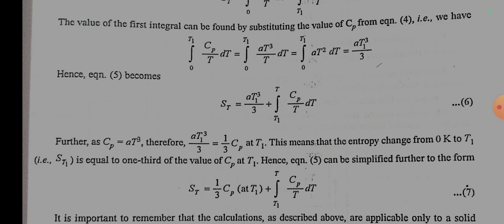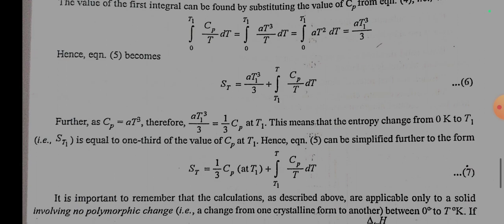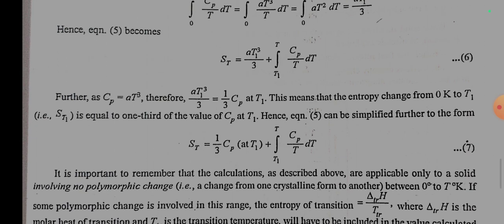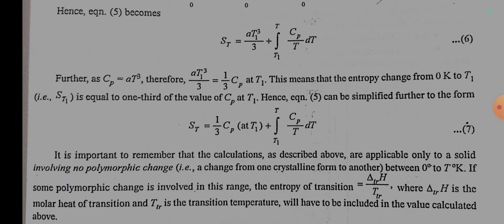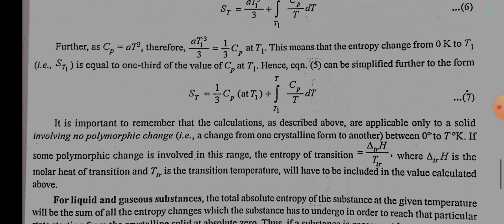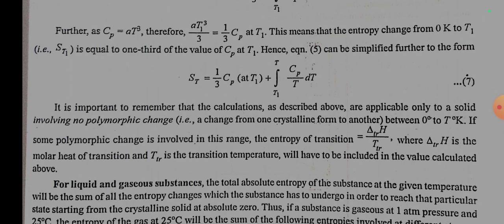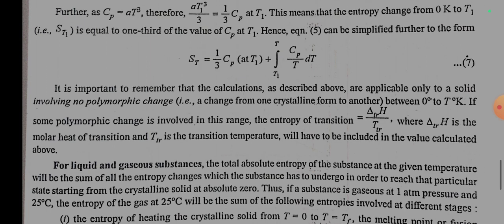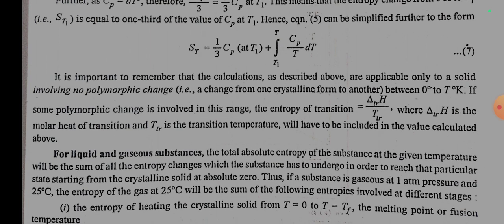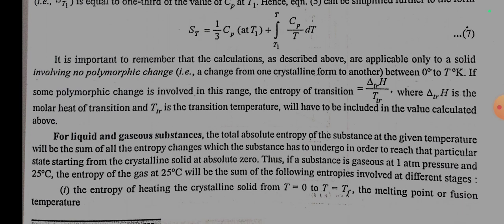the integral of Cp by T dT, limits 0 to T1, is equal to A T1 cubed upon 3. Hence equation 5 becomes St is equal to A T1 cubed by 3 plus the integral of Cp by T dT, limits from T1 to T. Further, as Cp is equal to AT cubed, therefore A T1 cubed by 3 is equal to 1 by 3 Cp at T1. This means that the entropy change from 0 Kelvin to T1 is equal to 1/3 of the value of Cp at T1. Hence, equation 5 can be simplified further to the form St is equal to 1 by 3 Cp at T1 plus the integral of Cp by T dT from T1 to T.